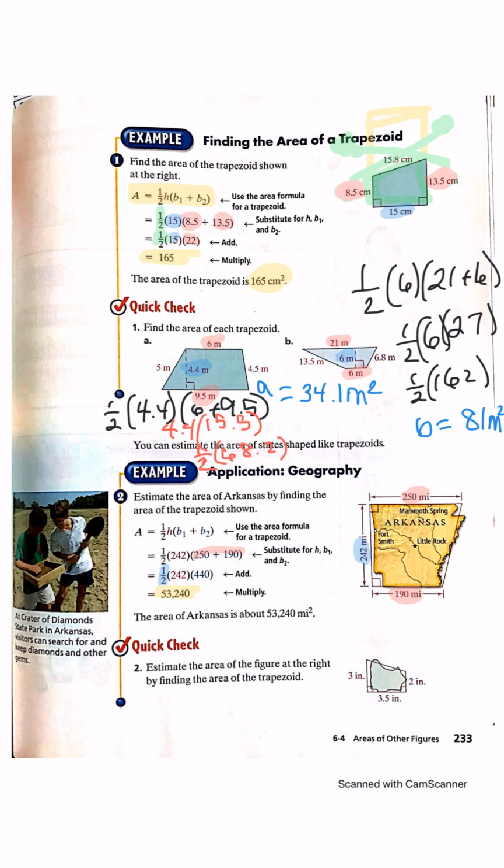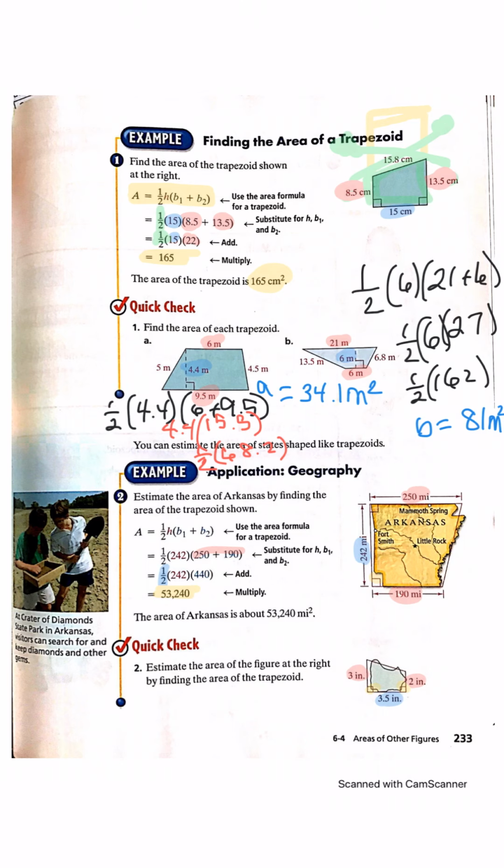Okay, so we're going to go with base 1 plus base 2 multiplied by the height. And see the little 90-degree angle here helps you to know that that's the height. That's how come we knew that it was the height in these. Otherwise the ones with the different sides are going to be base 1 and base 2.